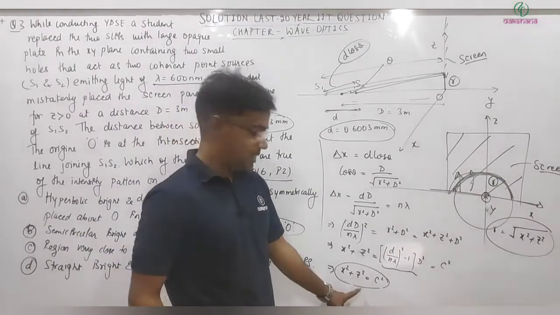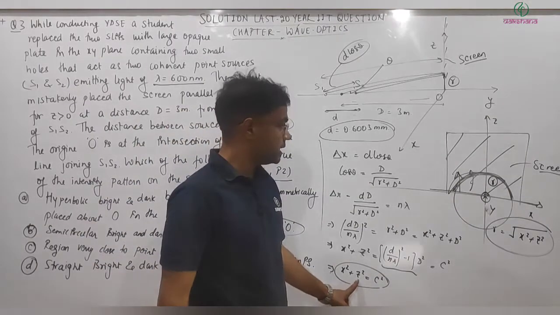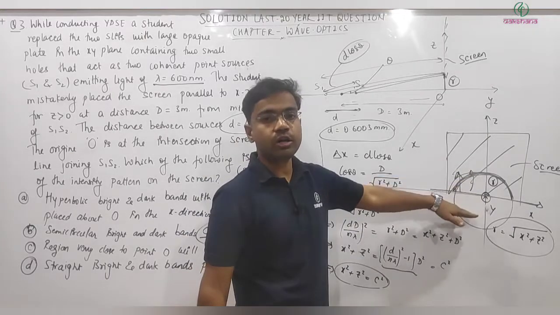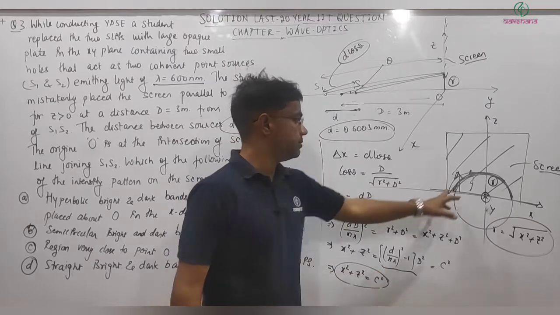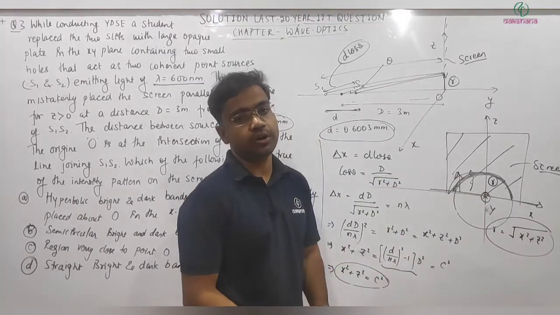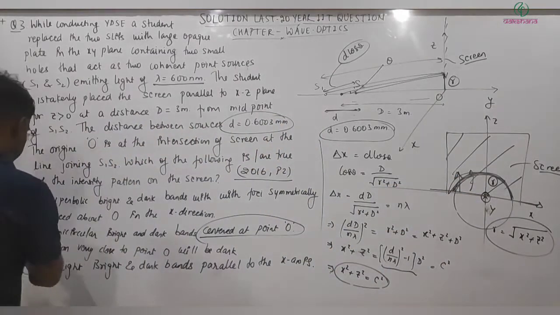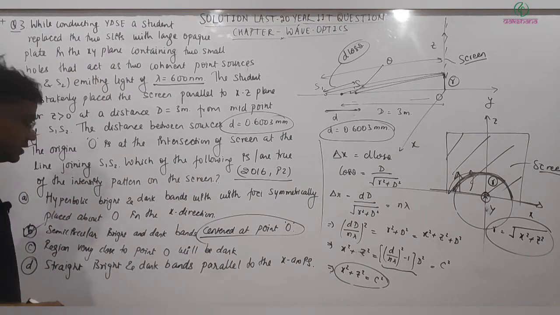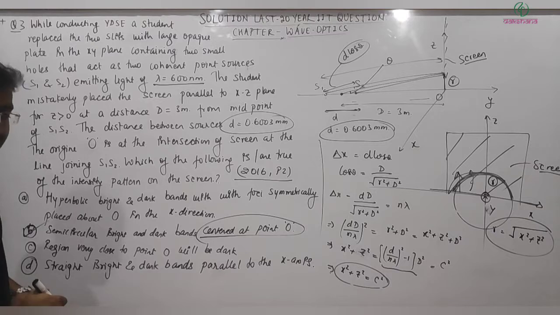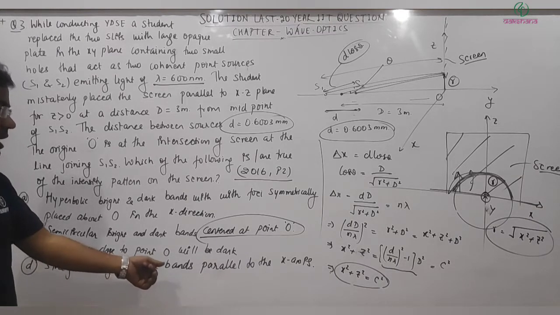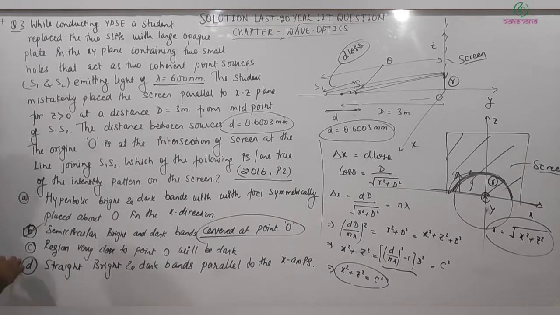You can see here, this is a semicircle, I mean like a circle actually, but because the screen is only for z greater than 0, that's why it will be a semicircle, and the center of this semicircle will be at the origin. So this means B is an absolutely right statement. Region very close to point O will be dark. Let's check for it. Straight bright and dark bands will be parallel to the x-axis, so definitely this is also not right.